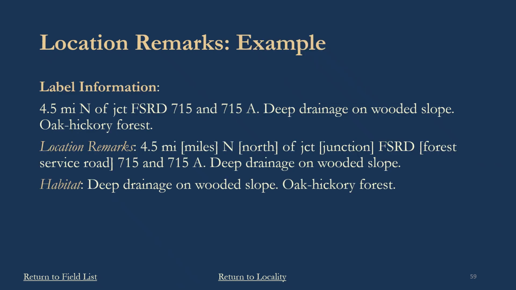Here is an example of how we would handle location remarks. The label information says 4.5 miles north of junction Forest Service Road 715 and 715A. Deep drainage on wooded slope, oak hickory forest. The location remarks would contain 4.5 miles north of junction Forest Service Road 715 and 715A, deep drainage on wooded slope. In this example, the abbreviations are written out in brackets. This is mainly done by georeferencers. The habitat would contain deep drainage on wooded slope, oak hickory forest. In this example, deep drainage on wooded slope was repeated in location remarks and habitat.